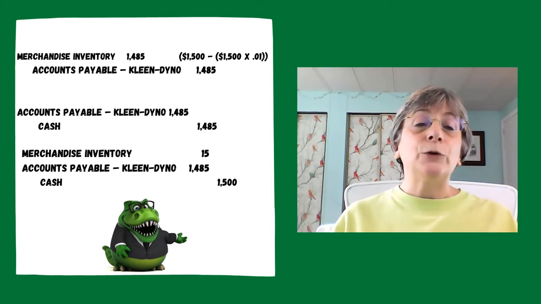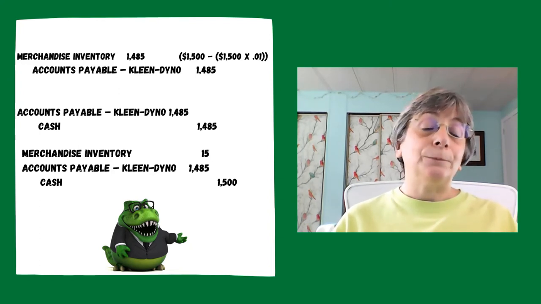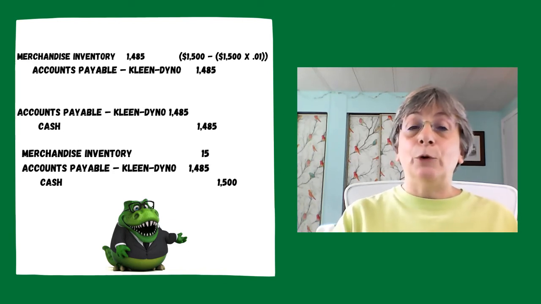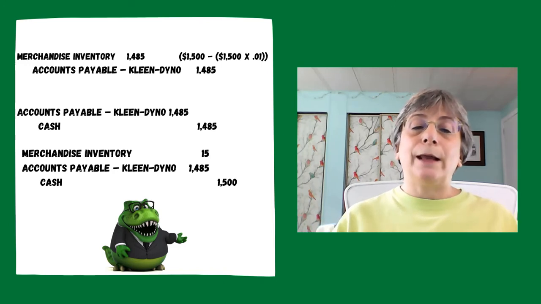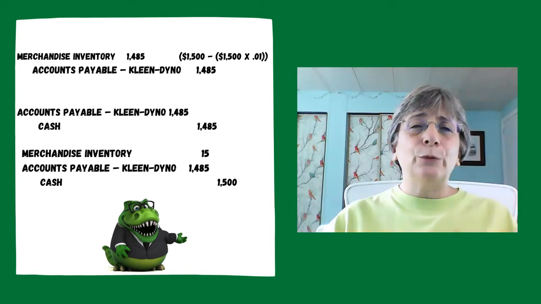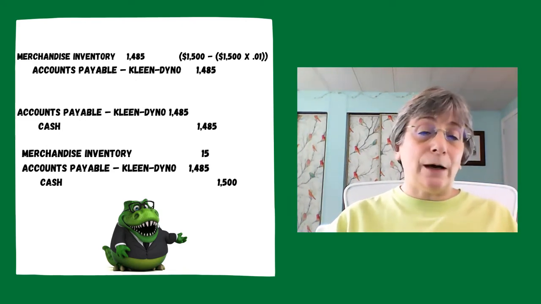And then we're going to enter accounts payable at $1,485 for Clean Dino. When we pay the bill, now we're going to debit accounts payable for $1,485, Clean Dino, and we're going to credit cash for $1,485. And that clears our account, assuming that we paid within the discount time.